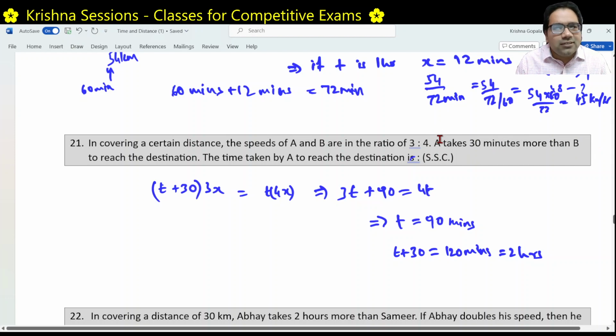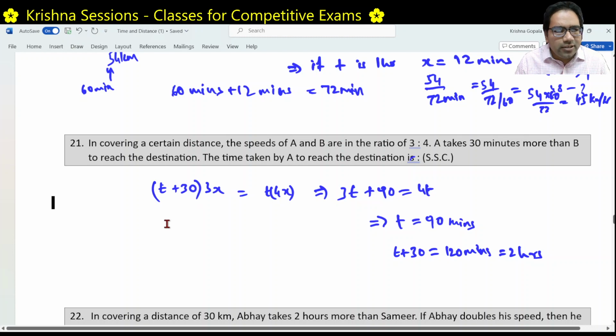What is distance of A? Speed of A into time of A. What is time of A? Time of A is time of B plus 30 minutes. Let's assume T is time of B. Time of B plus 30 minutes. This is in terms of minutes. Ideally, speed into time, we should write in hours. Right, this is in minutes.